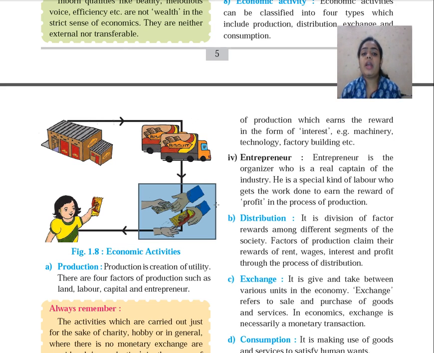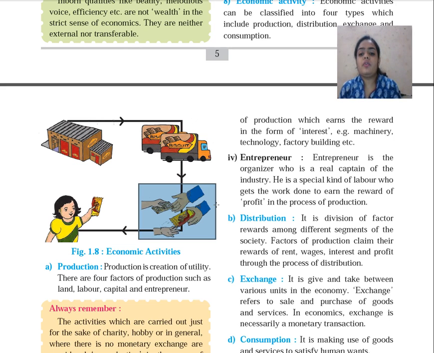We have studied three factors of production, which are land, labor, and capital. Now we shall be studying the entrepreneur. Now what is an entrepreneur, or who is an entrepreneur? The entrepreneur is the person who is the owner of the business, or who is the real captain of the industry. Means he has maximum powers and he shall be owning and running the business. The entrepreneur is the organizer who is the real captain of the industry.